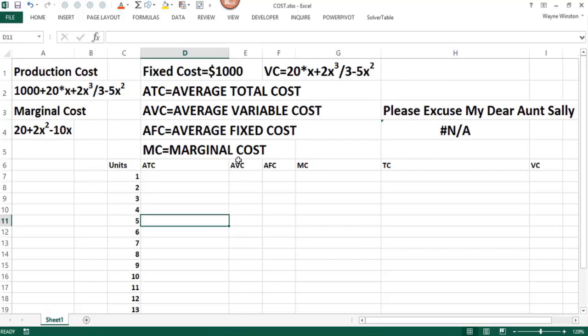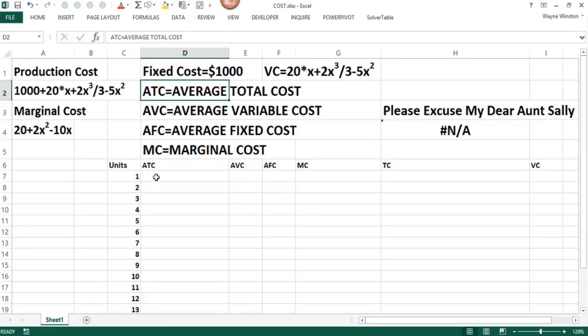So then what economists love to graph is the average total cost, which is the total cost divided by the number of units. Then average variable cost. Variable cost is simply the part of the cost that depends on the units made, which is 20x plus 2x cubed over 3 minus 5x squared. Then they love to graph the average fixed cost. The fixed cost here is what your cost would be if you made no units, $1,000. In other words, just for showing up or having the capability of making any units, that costs you $1,000.